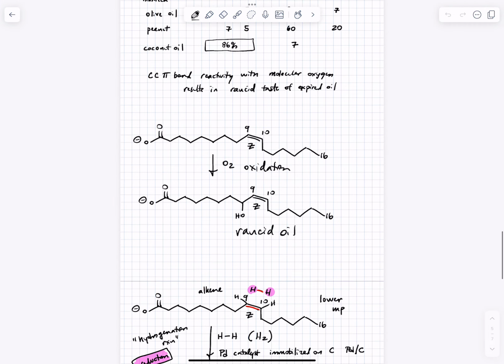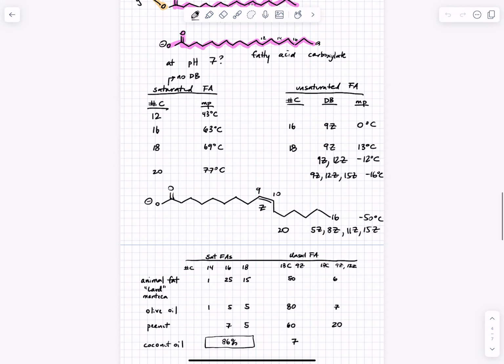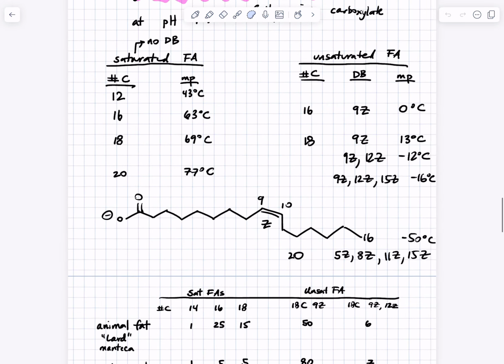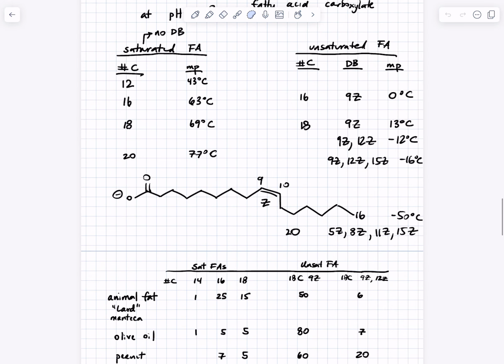Okay. Yeah, so let's talk about that, because we really did delve into this last time. You saw a few trends. For example, you saw that the saturated fats in general have a higher melting point, whereas the unsaturated fatty acids have lower melting points. The presence of a single cis double bond in a fatty acid is enough to drop the melting point by more than 60 degrees. So it's a pretty dramatic effect.